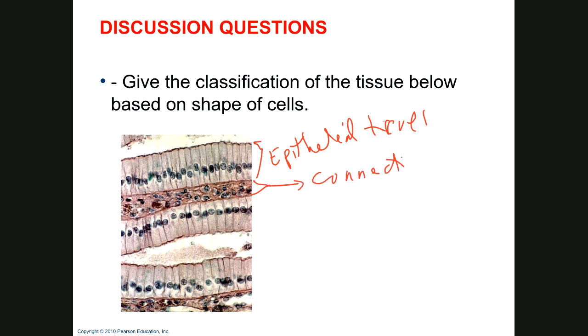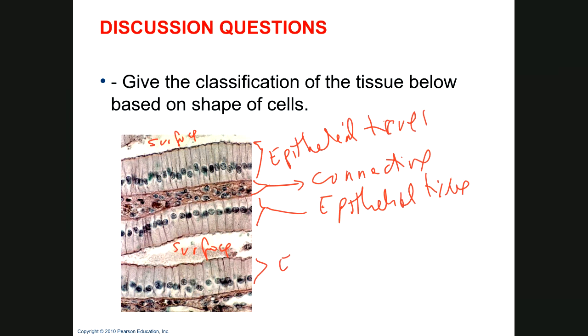And then down here, you have another layer of epithelial tissue. Okay. This is a space, so this will be a surface. Here, this will be another surface right there. So if you had to classify, let me keep going like this. This is another layer of epithelial tissue. Okay. And this right here is connective tissue.